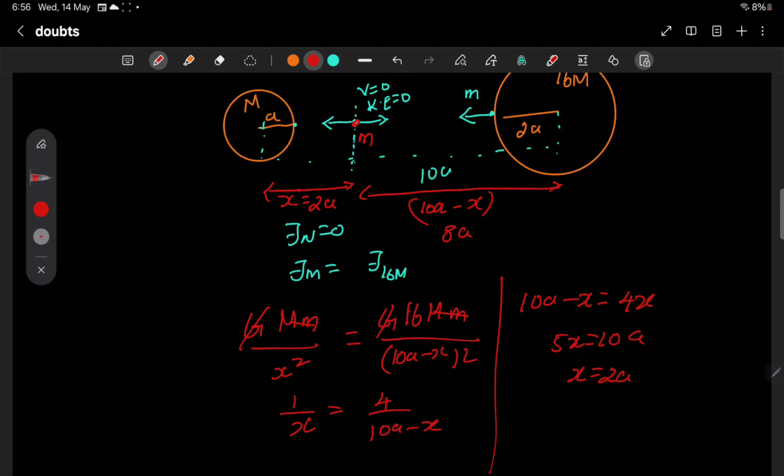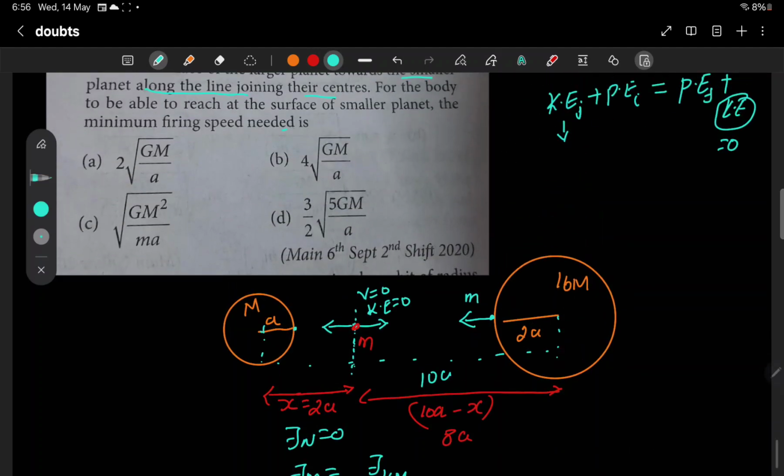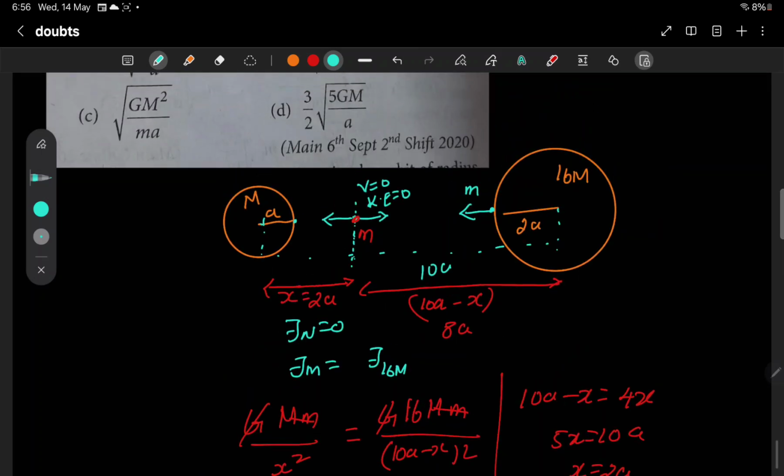Okay, now we know this, correct? Now we can find what the velocity is. So as I said before, kinetic energy, that is energy conservation. Kinetic energy when launching plus potential energy when launching. Potential energy when launching, here what will the potential energy be? There will be potential energy because of 16m and potential energy because of your m. So for 16m, the potential energy will be GMm by r. So this distance is 2a, so minus GMm by this distance.